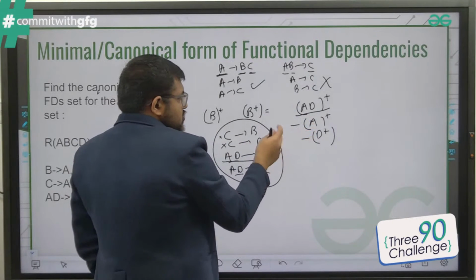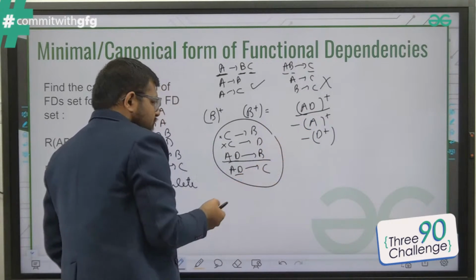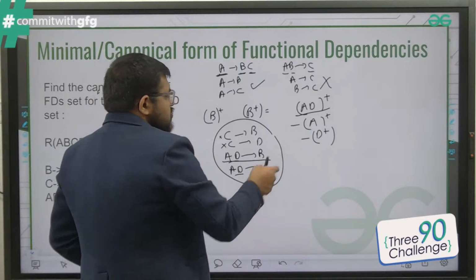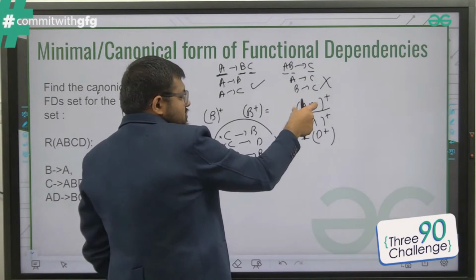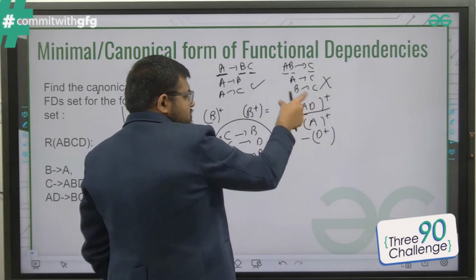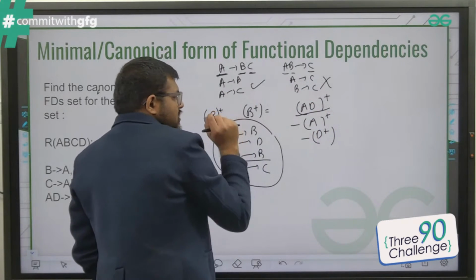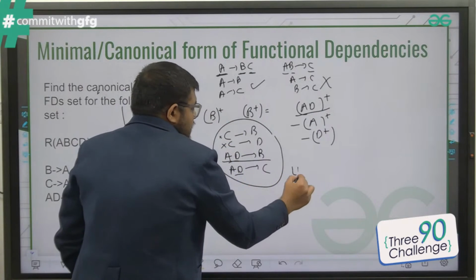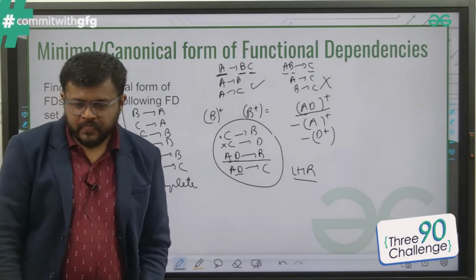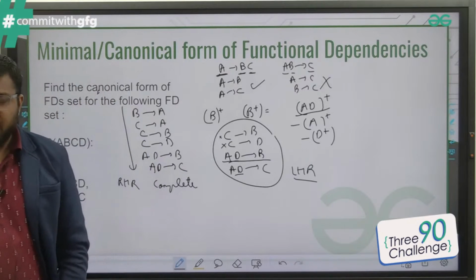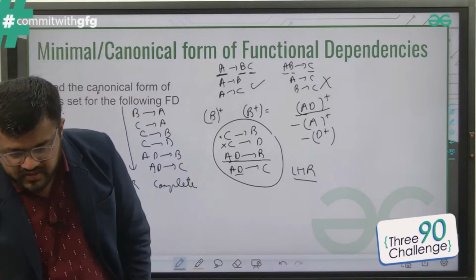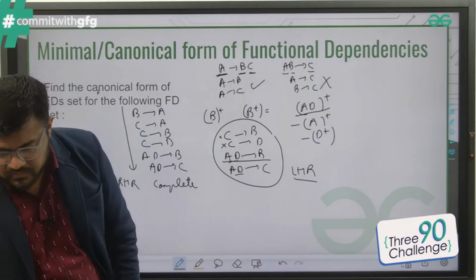Because at least one should be not redundant, because if the complete thing is redundant, it would be removed in the second step only. So if A plus is the same as AD plus, then D is redundant, you can remove D. If D plus is the same as AD plus, A is redundant, you can remove A. In that way, your left hand side redundancy will also be removed. Clear? And when you remove all redundancies, right hand side, complete redundancy, and left hand side, then you will get the canonical form.